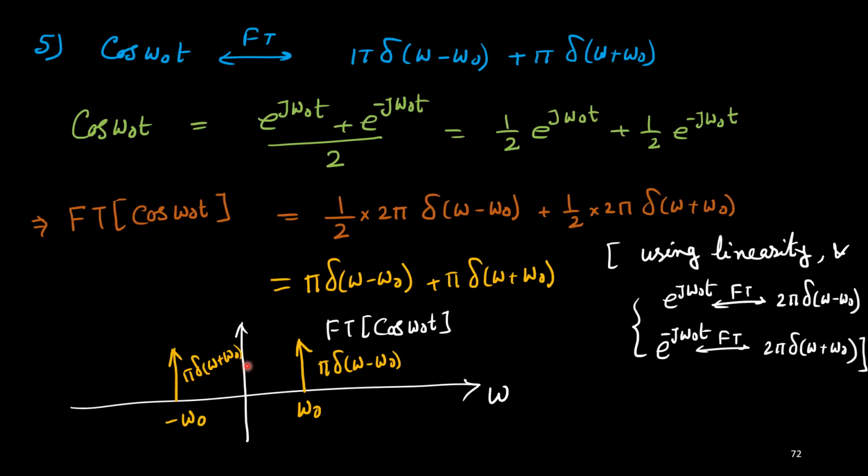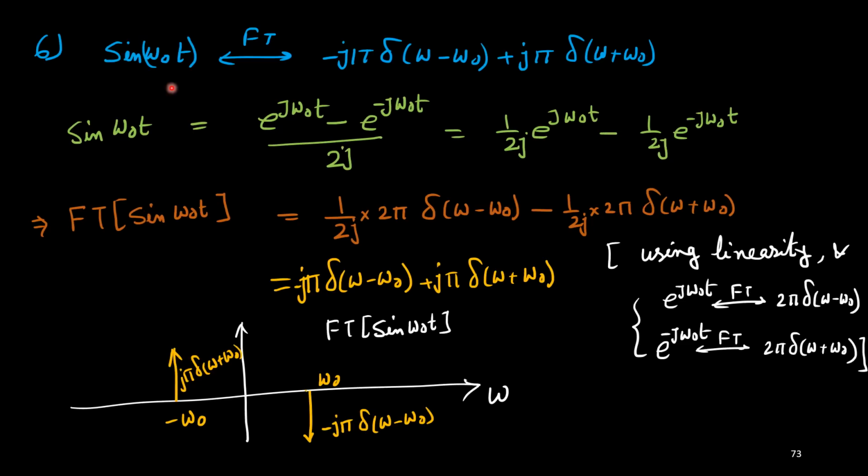This is your pi times del omega plus omega naught. So see the difference between the simple complex exponential signal e to the power j omega naught t. In e to the power j omega naught t, I had only one impulse located at omega naught. That time the value was 2 pi del omega minus omega naught. Okay, right.